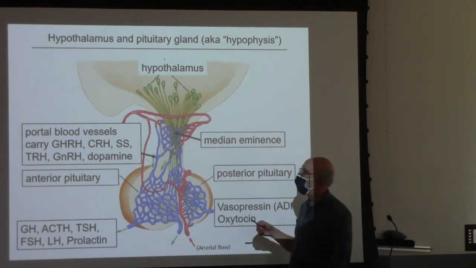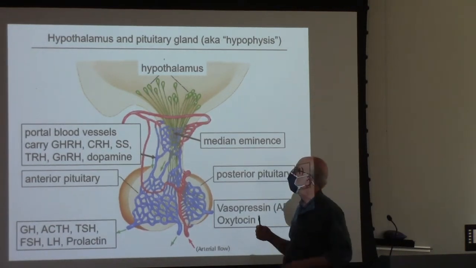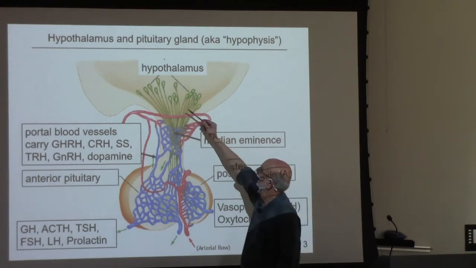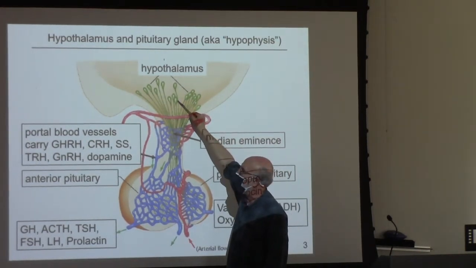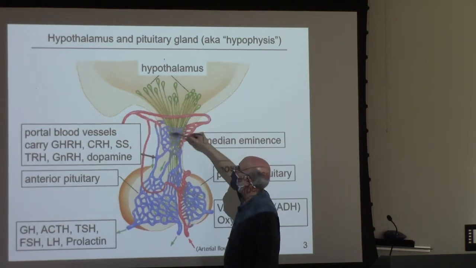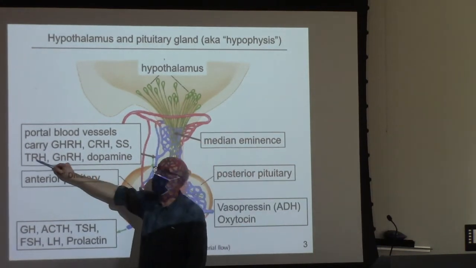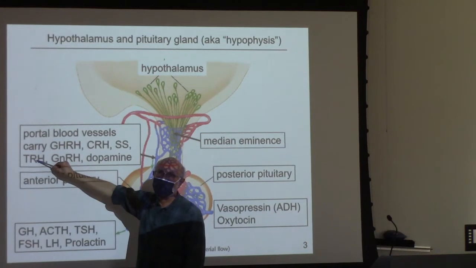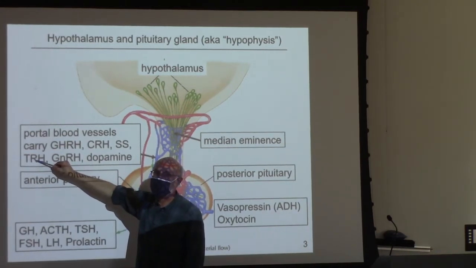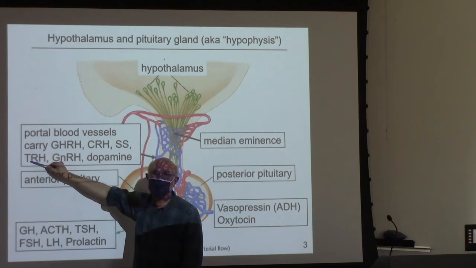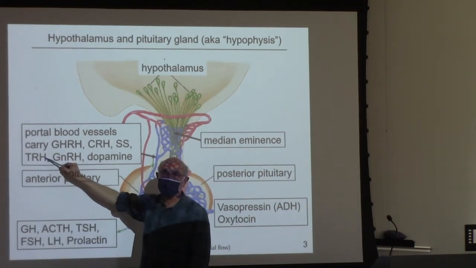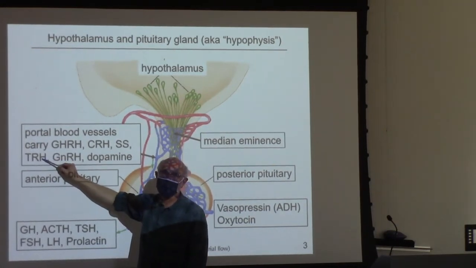So let's take an example. Some of these neurosecretory cells release a hormone called TRH. TRH stands for thyrotropin releasing hormone. This is a thyroid story.